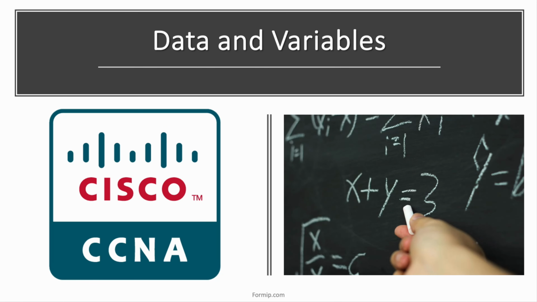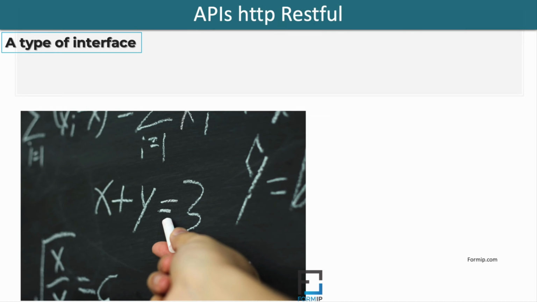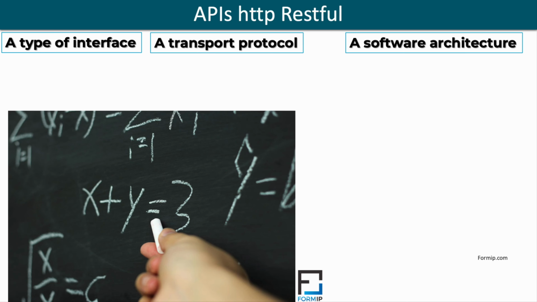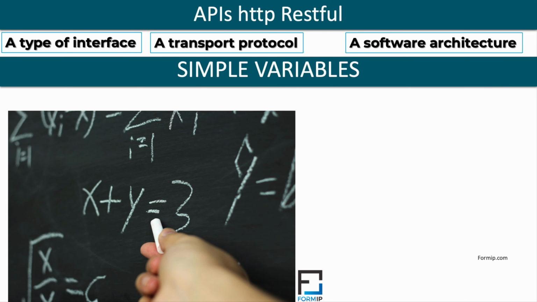Data and variables. The expression HTTP RESTful APIs is composed of 3 elements: a type of interface, which is the word API for a communication interface; a transport protocol, such as HTTP, which is widely used; and a software architecture, which makes it possible to meet the constraints of client-server operation, stateless communication, and also with caching for better performance. Now, we're going to move on to the simple variables.